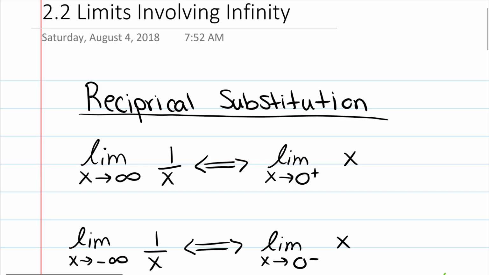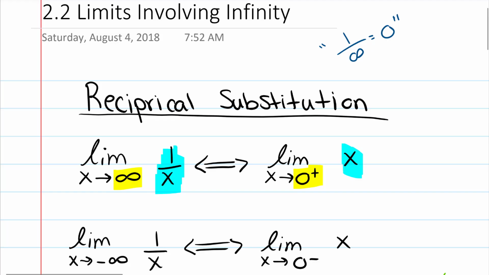Reciprocal substitution says that the limit as x approaches infinity of 1 over x is the same as the limit as x approaches 0 from the right of x. It's called reciprocal substitution because the limit of "1 over infinity" is equal to 0. I put that in quotations because 1 over infinity is a really, really small fraction that we can call 0. So if we replace the infinity with a 0 from the right, we replace the 1 over x with the reciprocal of that, which is just x.